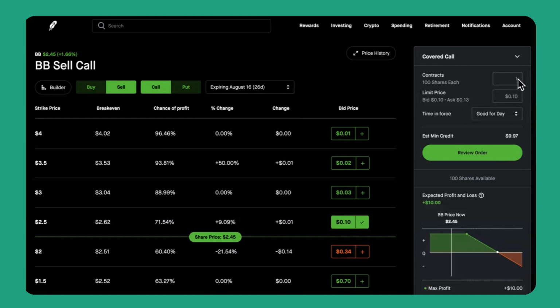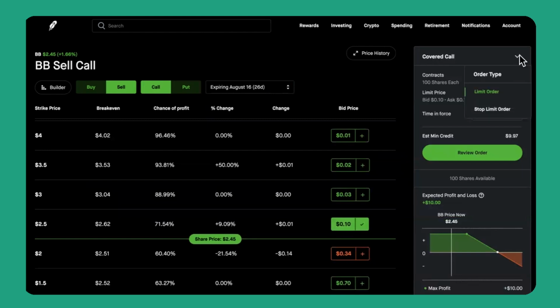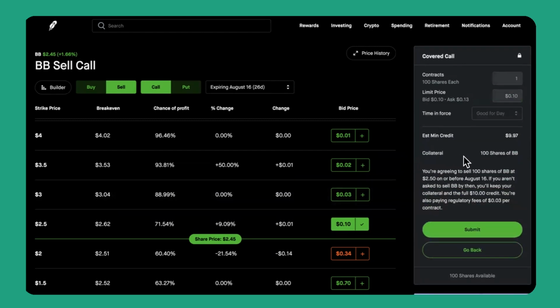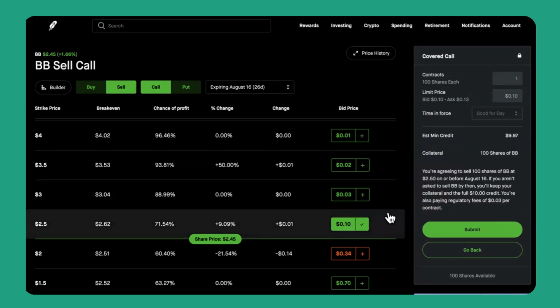All right. So we're going to go ahead and sell one covered call, and this is going to be for $10. So let me put this order in, and then we'll review this order, okay? As we can see here, you are agreeing to sell 100 shares of BlackBerry at $2.50 on or before August 16th. If you aren't asked to sell BlackBerry by then, you'll keep your collateral and the full $10 credit.